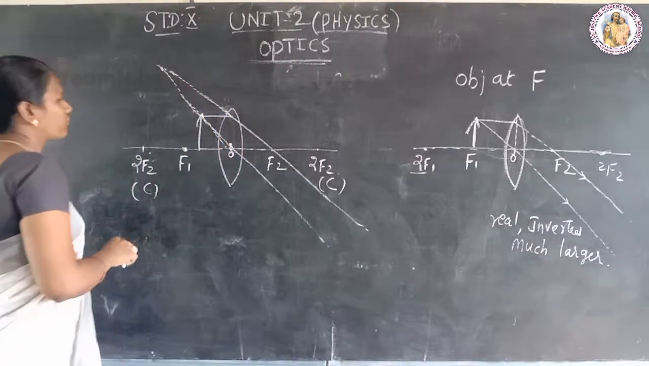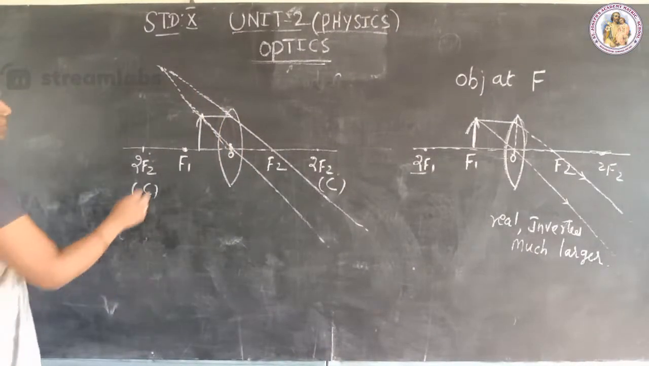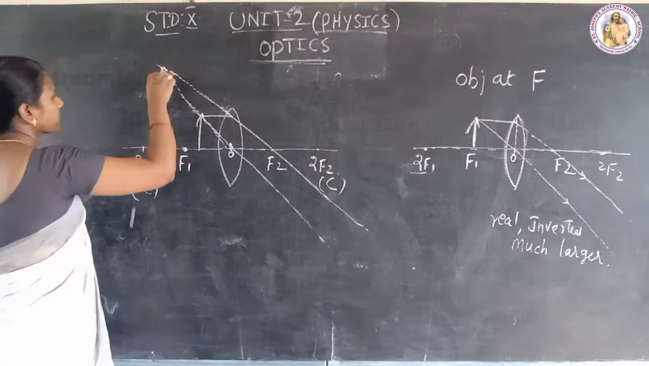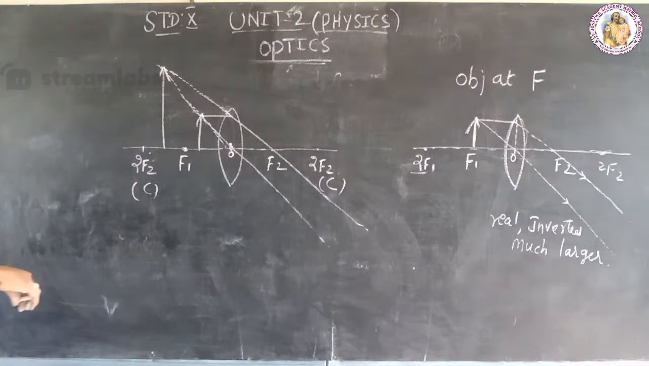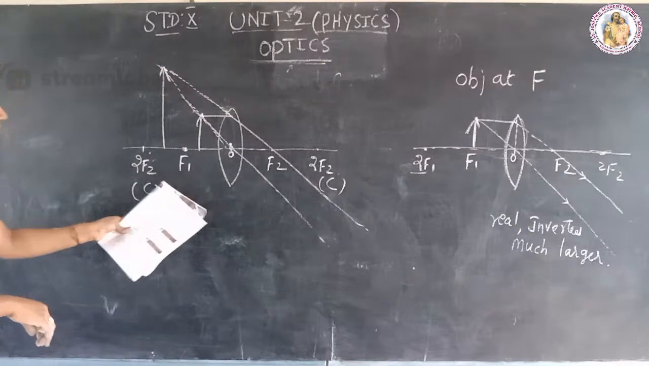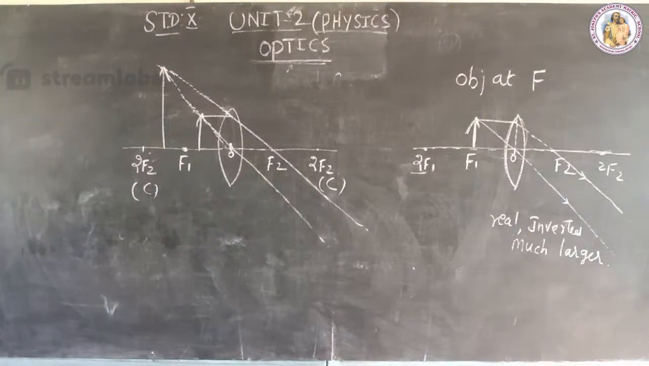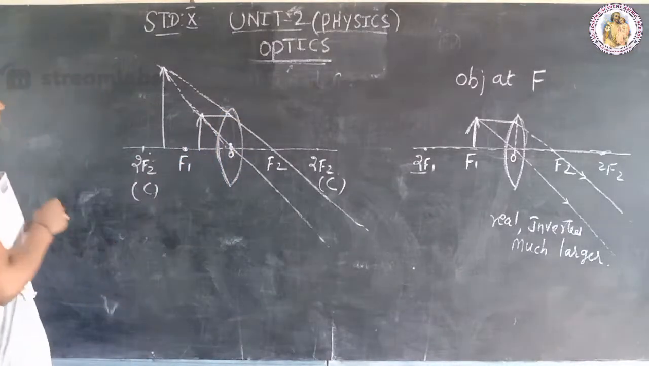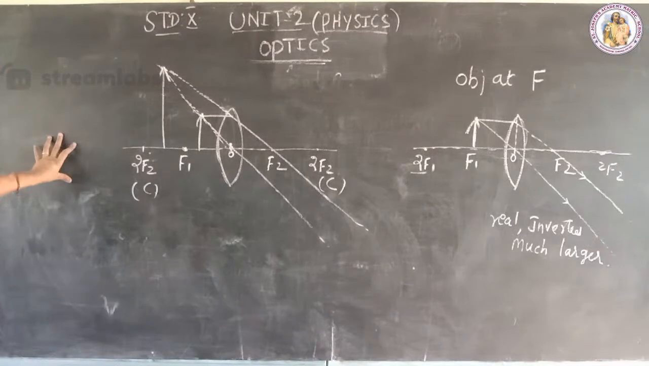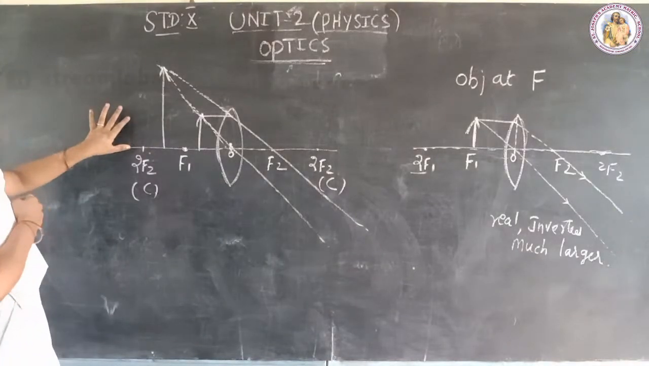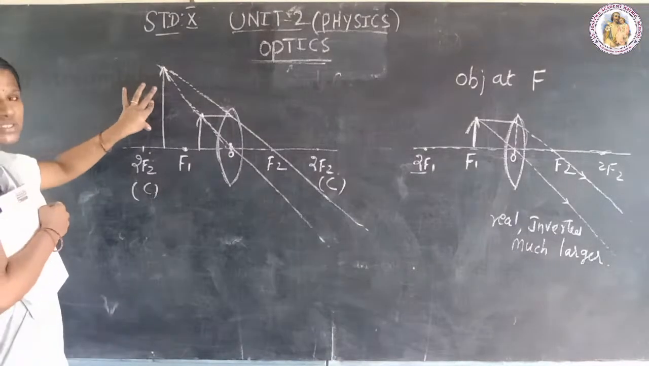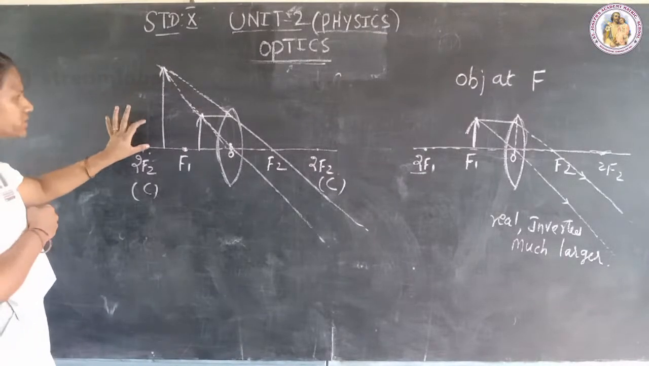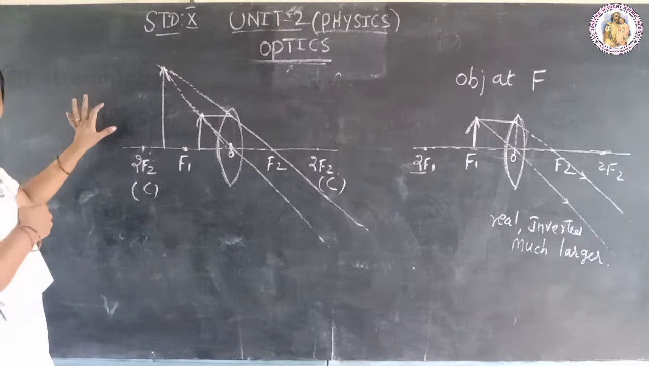Okay, so here it forms where the image is formed at the same side of the object. And what about the type of the image? Here the image is erect, it is not inverted. And what about the size? It's bigger than the object.